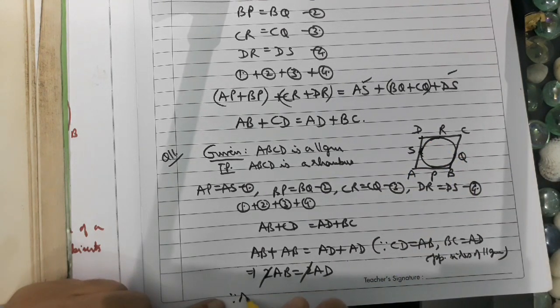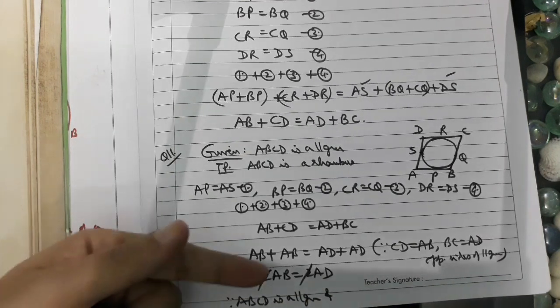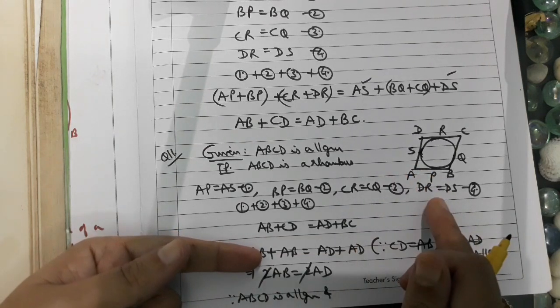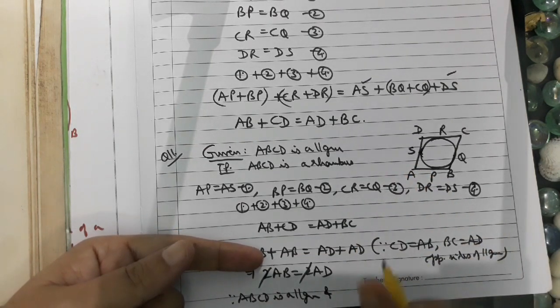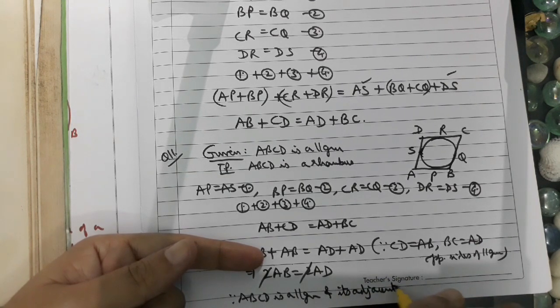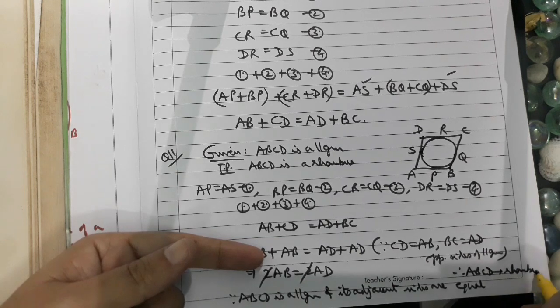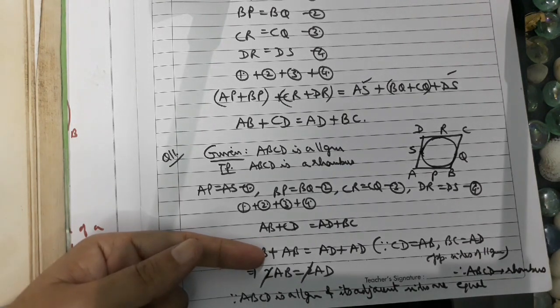Now since ABCD is a parallelogram, and what have we proved? We have proved that the adjacent sides are equal. So therefore it becomes a rhombus. So therefore ABCD is a rhombus, and this is what we had to prove.